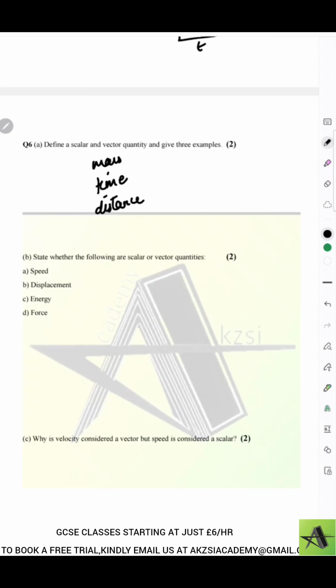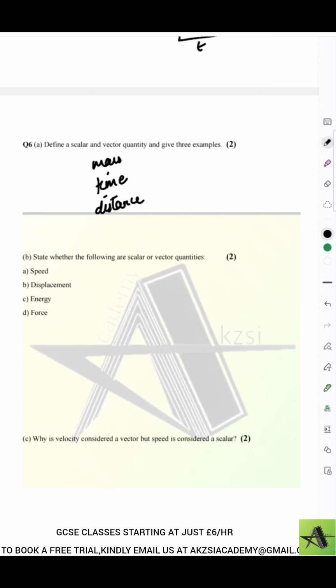Mass, how can I define the direction of it? Or time, we always consider it to be linear. And distance, so I can never say my distance was 10 meters towards left, right. If you are taking a curvy path, how can you define the direction for this one? So that's why these are the 3 examples. There are so many examples, but as they're asking 3, these are 3 examples for scalar quantities.